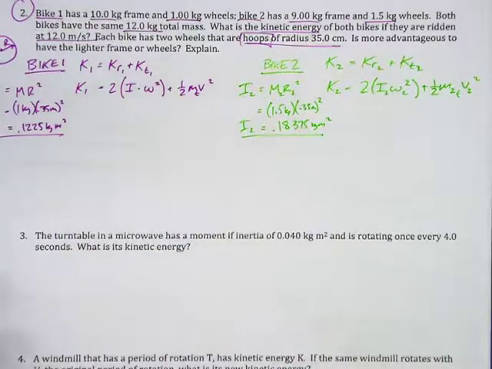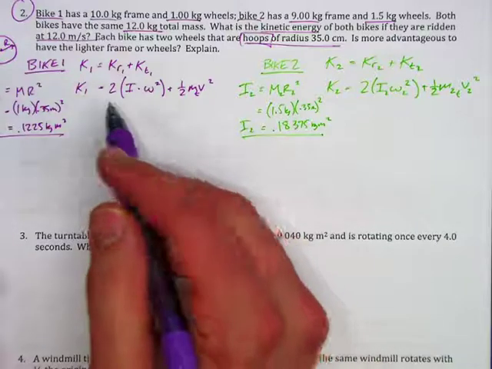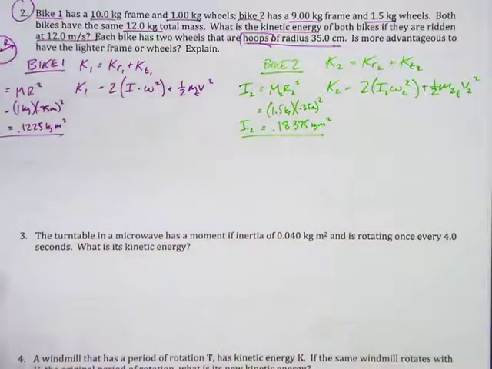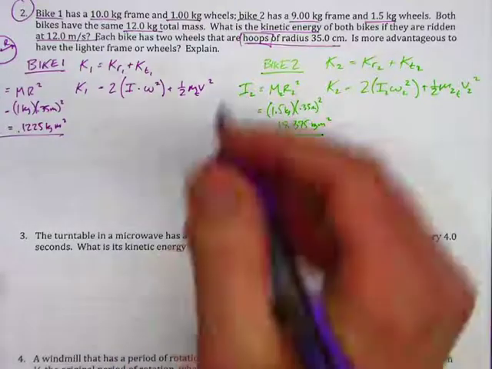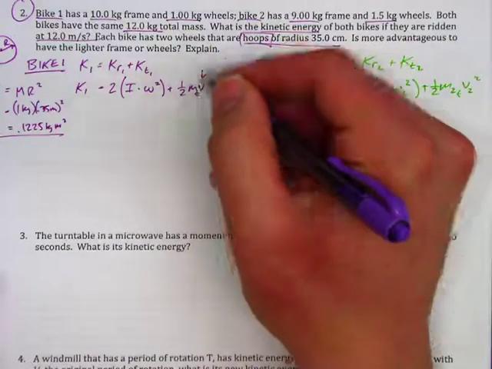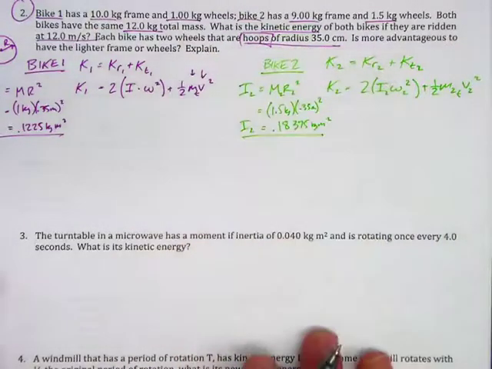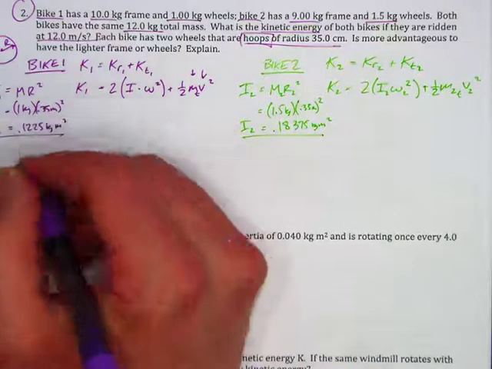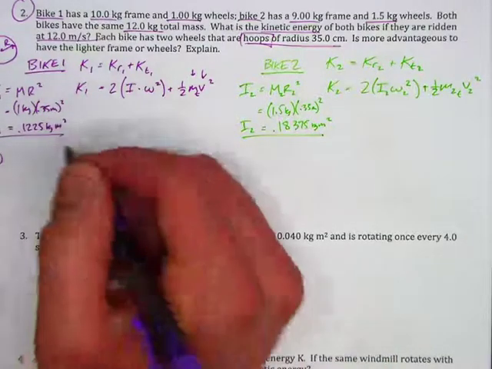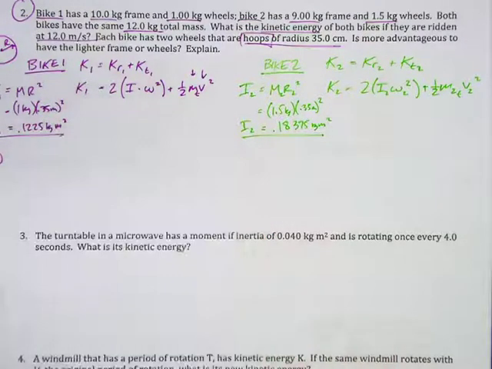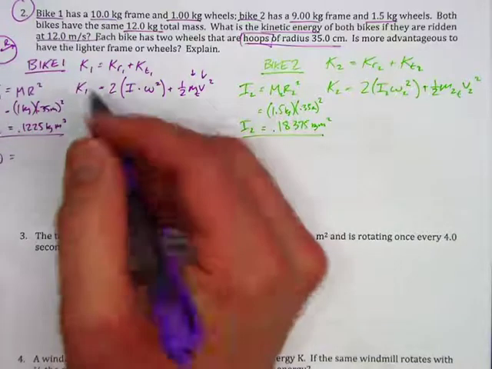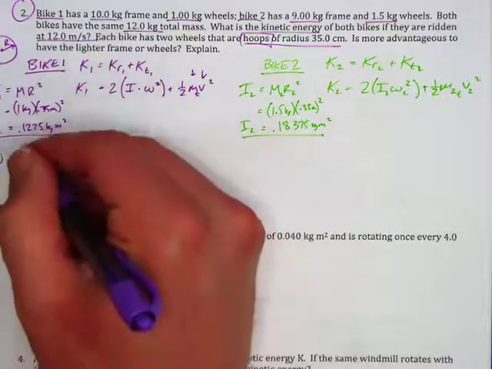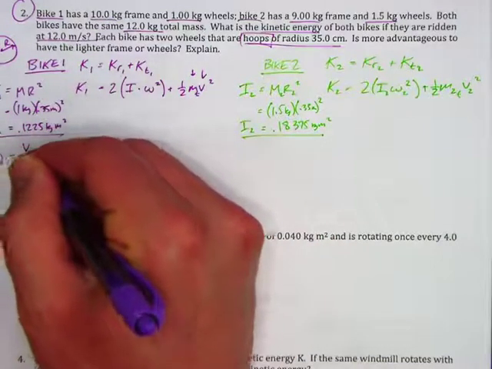Okay, so what else do we need to know? We know that they're going to be moving at 12 meters per second, so that gives me my velocity here. We know the total mass. We need to figure out the omega. So here's where it gets a little tricky. The omega for a tire that's moving through space can be related to the linear velocity of its center of mass through omega equals v over r, so long as the wheel's not slipping.